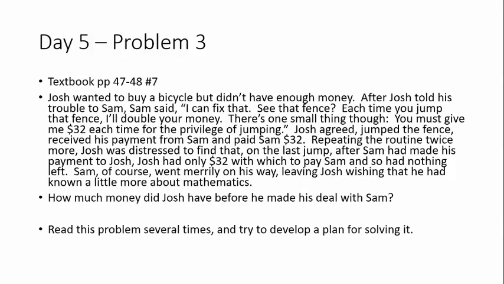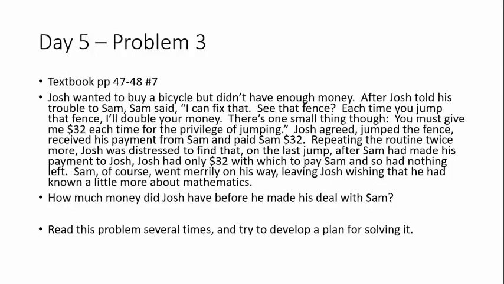The next problem comes from pages 47 and 48 in your textbook. This is problem number 7. Josh wanted to buy a bicycle but didn't have enough money. After Josh told his trouble to Sam, Sam said, "I can fix that. See that fence? Each time you jump that fence, I'll double your money. There's one small thing, though. You must give me $32 each time for the privilege of jumping."